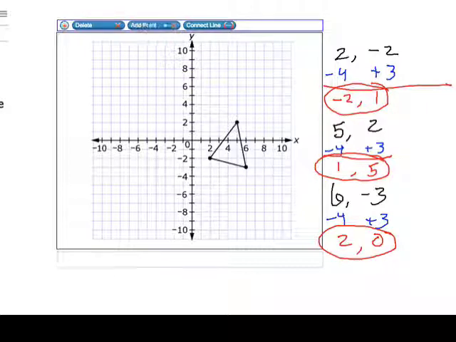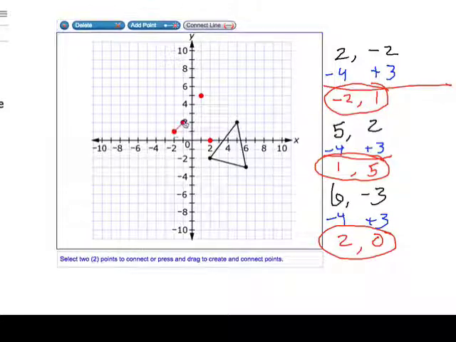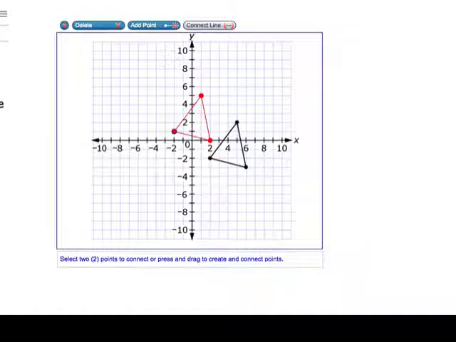So now we can add our points. So we're going to click Add Point. And where's our first point? -2, 1. Where's our next point? 1, 5. And our last point is 2, 0. And I'm just going to connect all those with a line. I'm going to connect that dot with that dot with that one, and that one with that one. Just click each dot and draw your line with the connect line tool. And that is that drawn with that rule, that transformation rule. All we did was x -4, y plus 3. So hopefully that helps you get through that kind of a problem. It's actually very easy.